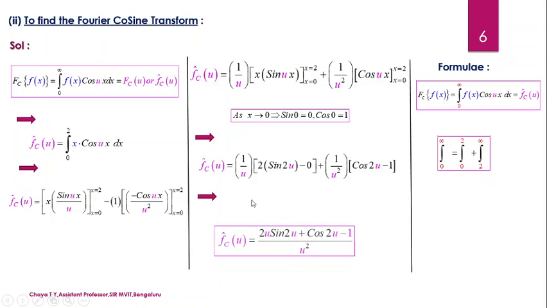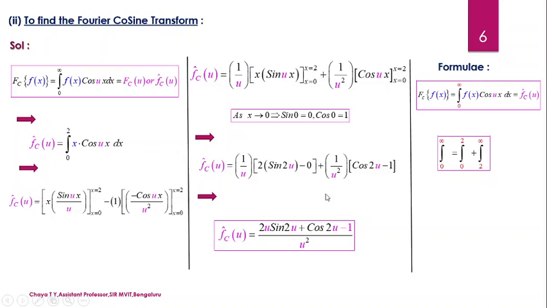Now simplify by taking LCM. So here I am taking u squared as LCM. Therefore, the expression is now 2u sin 2u plus cos 2u minus 1, divided by u squared. So this is the second step of the problem, which gives the Fourier cosine transformation of the function f of x.